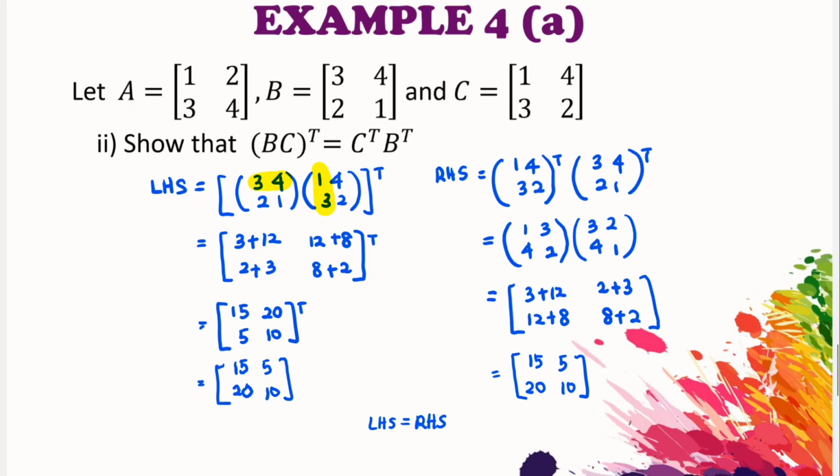And we have shown that the product (BC) transpose is actually the same as finding C transpose multiplied by B transpose. And shown.